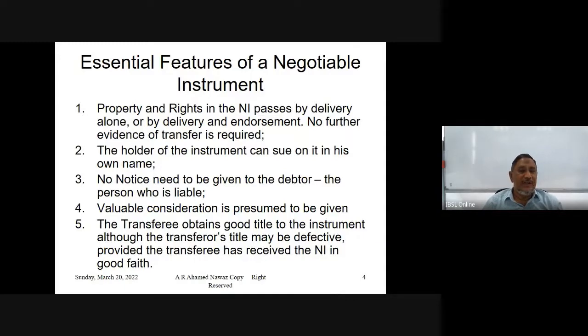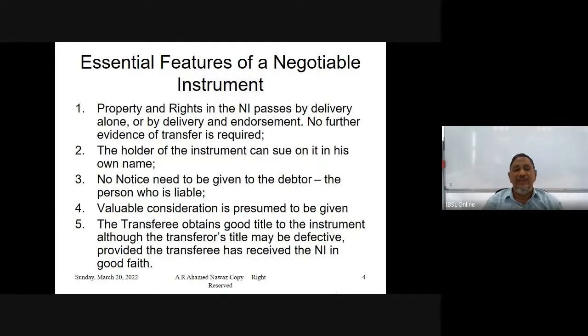The holder of the instrument can sue in his own name. Right? The holder himself can file action in the case of a problem or default in the instrument. No notice needs to be given to the debtor, the person who is liable, the person who has given the instrument. Notice need not be given. Valuable consideration is presumed to be given. For a value, the transfer should take place.